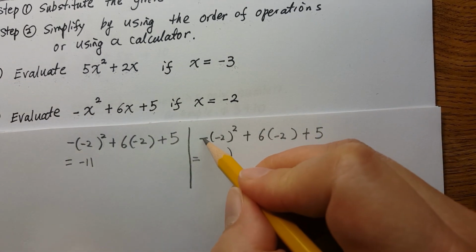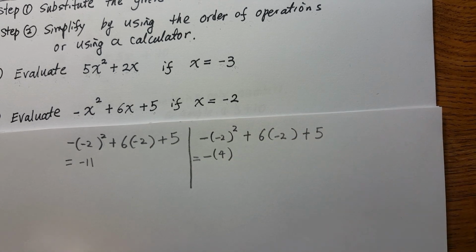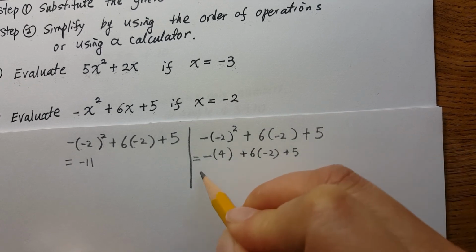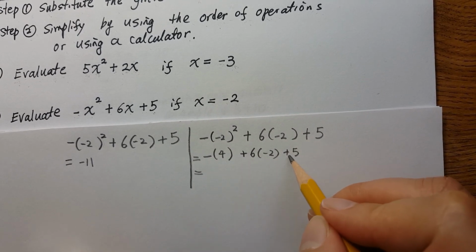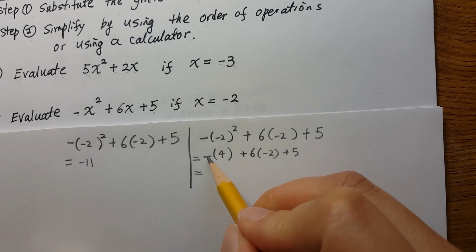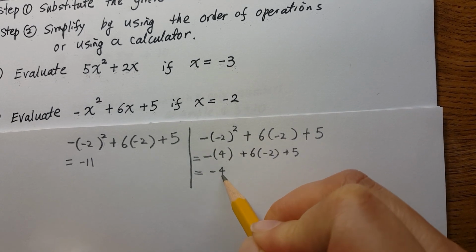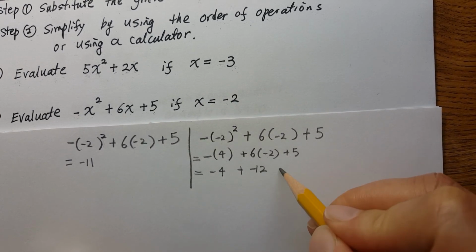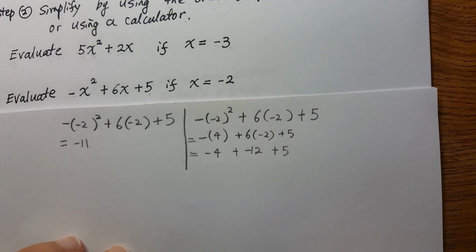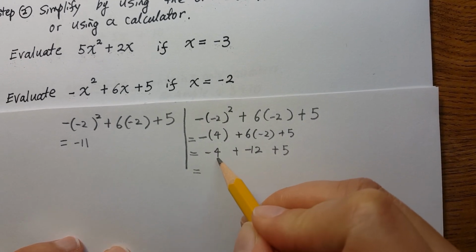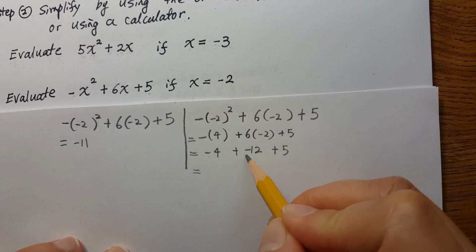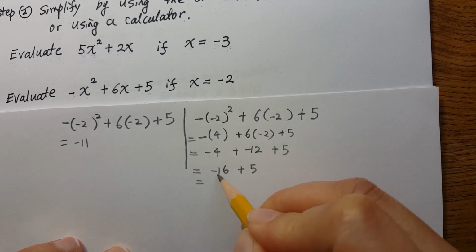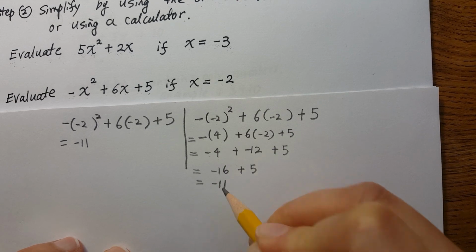And now you have to copy down the negative sign outside the parentheses, and then copy the rest. Now we have multiplication, addition, multiplication, addition. We do multiplication first. So negative times 4 is negative 4. And plus 6 times negative 2 is negative 12. And then plus 5. Now we're going to do addition in order from left to right. Negative 4 plus negative 12 is negative 16, and then plus 5. Negative 16 plus 5 is negative 11.